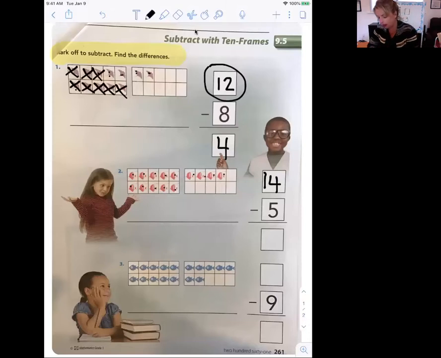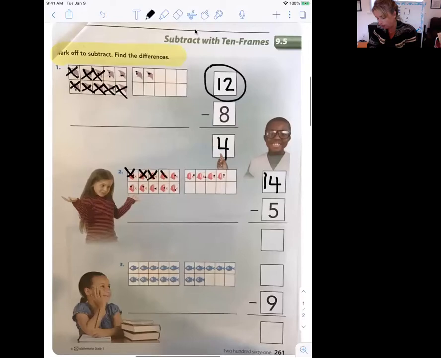So let's take 5 away. 1, 2, 3, 4, 5. I took 5 away. Did you take 5 away? Okay, good. Let's count how many are left. 1, 2, 3, 4, 5, 6, 7, 8, 9. So 14 take away 5 is 9. There are 9 left.